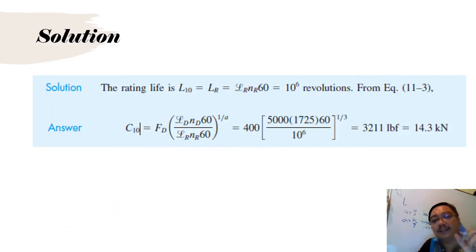See here in the equation, the load rating life is 10 to the power 6 revolutions. Remember, this whole equation is 10 to the power 6 revolutions, and then C10 is FD, and you put in all the values you desired: 400 load, and then 5,000 hours life, and 60 over 10 to the power 6, to the power 1 over 3 because it is a ball bearing. 1 over A is 1 over 3, so you replace A with 3, and you get 14.3 kilonewton.